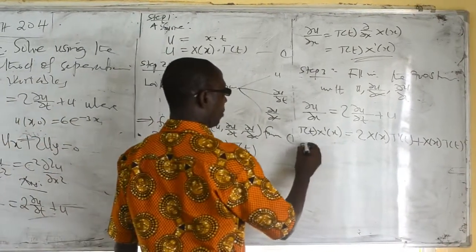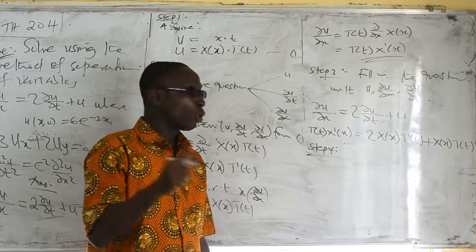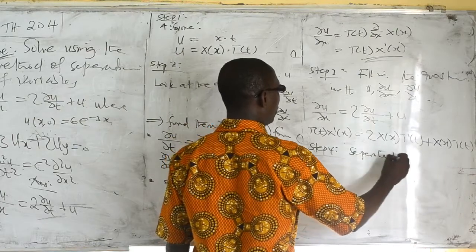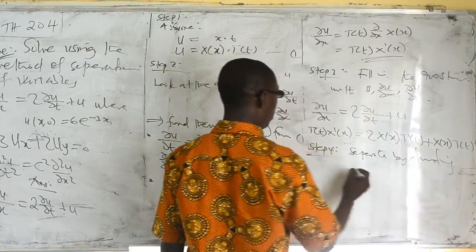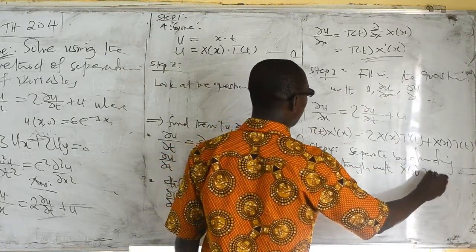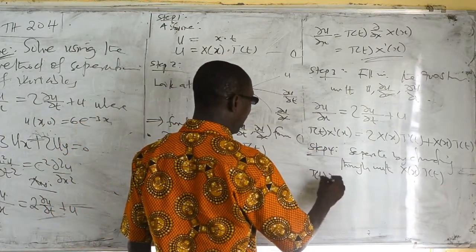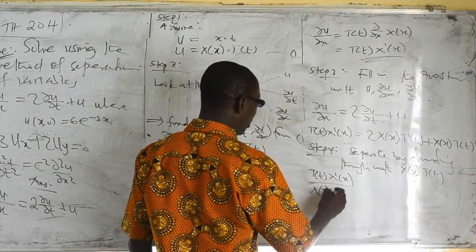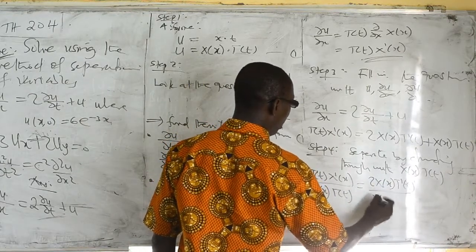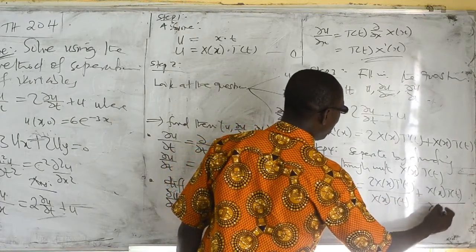Step 4. Group like terms. Here it is the method of separation of variables. So let's try whether we can separate the variables. We can only do that by dividing through with X(x) T(t). Let us divide through by X(x) T(t) and see. So we're going to have T(t) X'(x) divided by X(x) T(t) on the left, 2 X(x) T'(t) over X(x) T(t), plus X(x) T(t) divided by X(x) T(t).